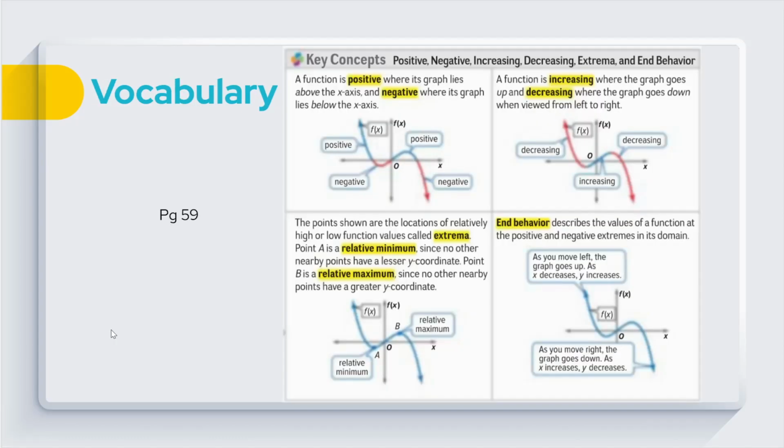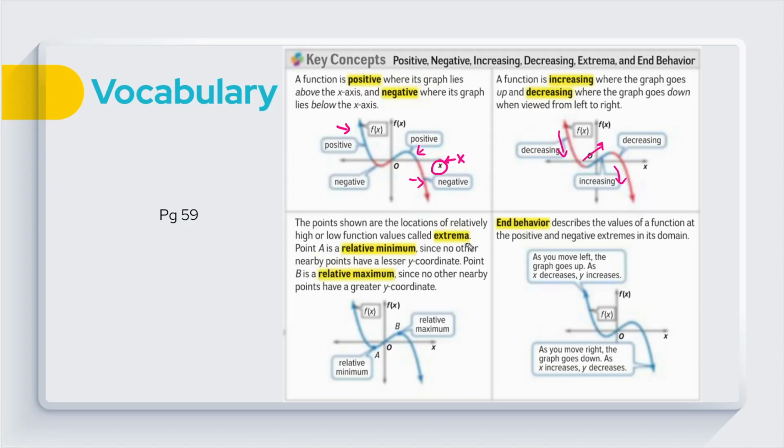A function is positive where the graph lies above the x-axis. So all of this stuff in blue is positive. It's negative where it's below the x-axis, which is right here. A function is increasing where the graph goes up from left to right. So here you can see it's moving up. All the rest of it is moving down from left to right, which means that these are all decreasing.